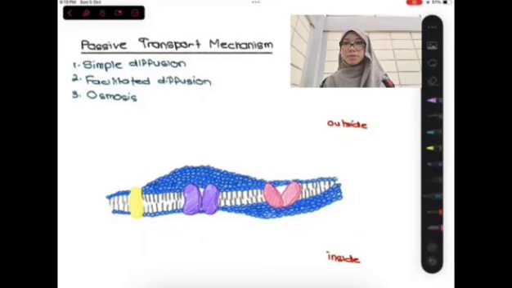Okay, that's it. So we are moving to 2.3, passive transport mechanisms. There are three main types of passive transport, which are simple diffusion, facilitated diffusion, and osmosis. Now, diffusion is the movement of molecules and ions from a region of high concentration to a region of low concentration. The reason why it's called passive transport is because it does not require the use of energy.